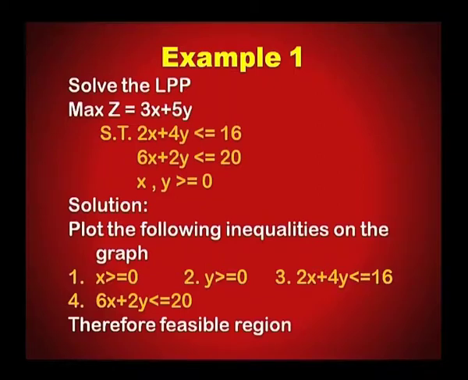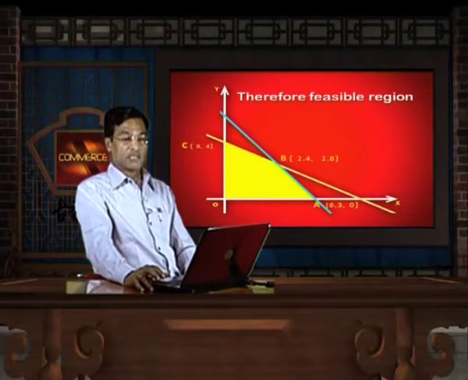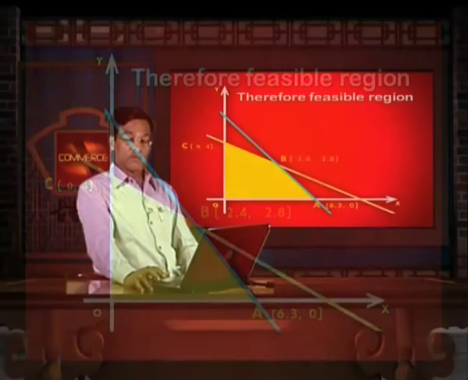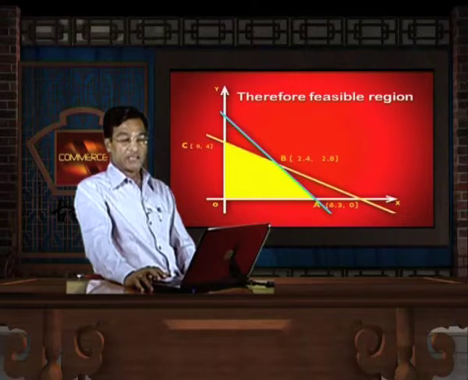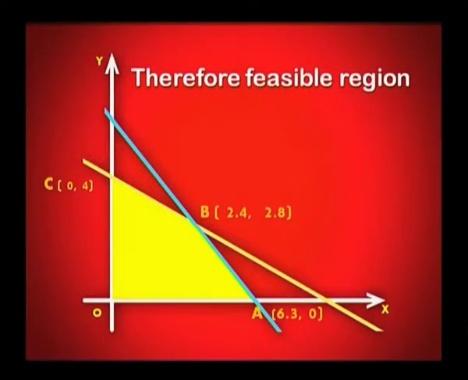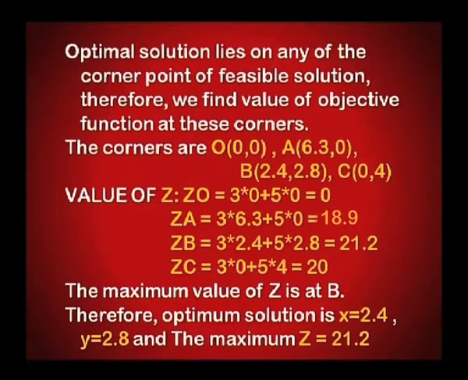We plot x greater than or equal to 0, y greater than or equal to 0, 2x plus 4y less than or equal to 16, 6x plus 2y less than or equal to 20, and find the feasible region. The feasible region is as shown in the picture, the yellow shaded part. We have plotted all the constraints x greater than 0, y greater than 0, which provide the solution in the first quadrant, and the yellow line and blue line are the two constraints which give the less than inequalities. The optimum solution lies on one of the corner points of the feasible region. Therefore, we find the value of the objective function at these corners.